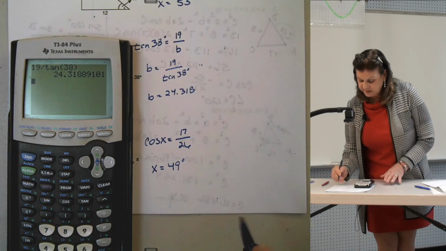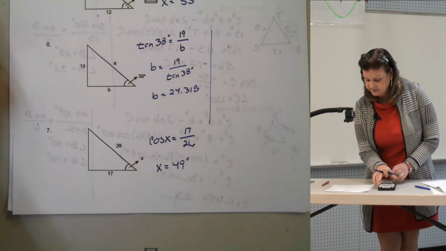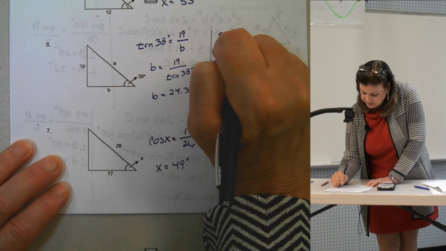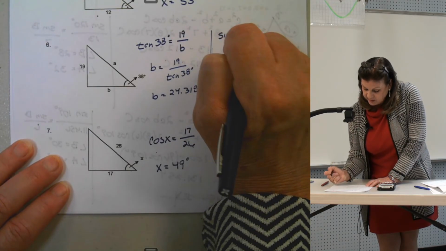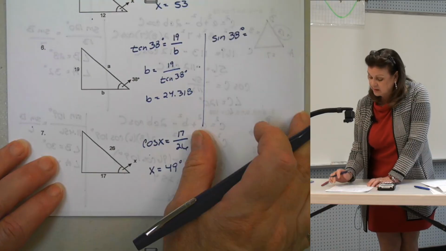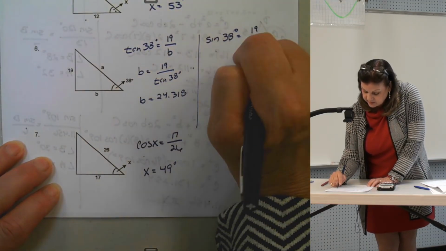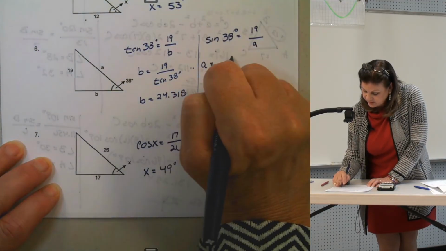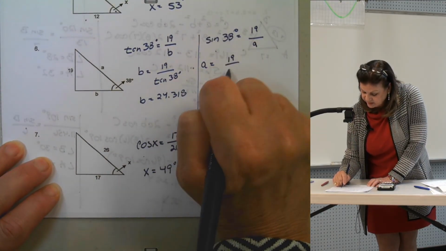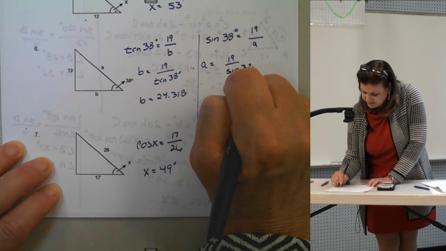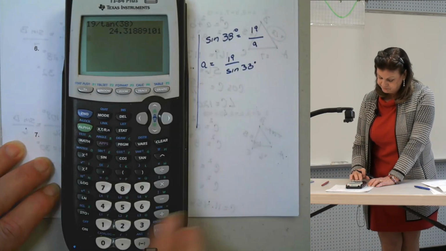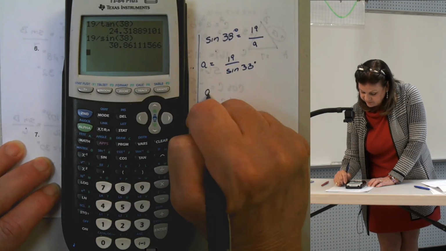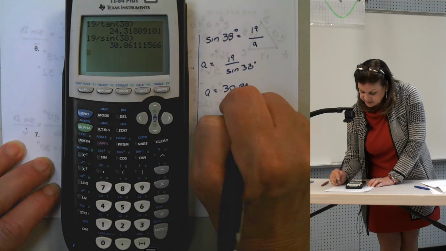Okay. If you had decided instead of using tangent and you had used the sine of 38 degrees, then you would have had opposite over hypotenuse. So now we're solving for A. So length A is 19 divided by sine 38. So we get an A value of 30.861.